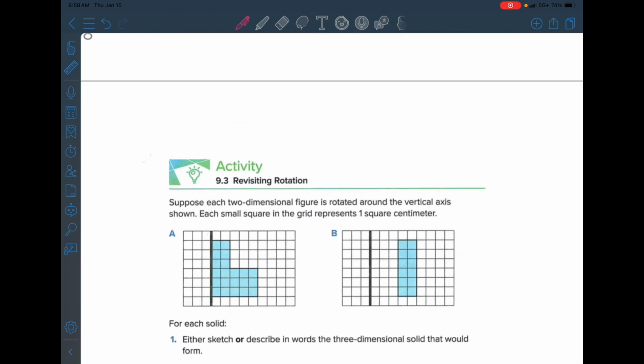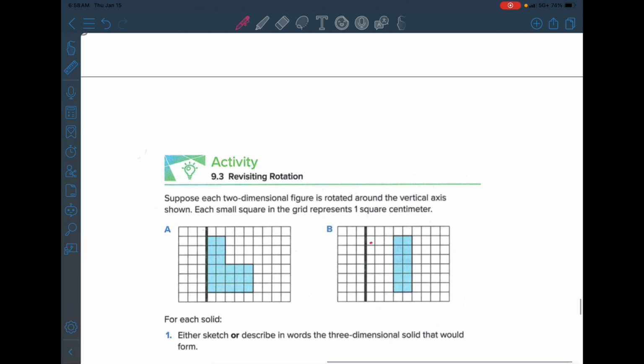Moving on to the next page, it says, suppose each two-dimensional figure is rotated around the vertical axis shown. If you were here that day when we returned, we had a shape taped to a straw, and we turned it and figured out what solid it made. So this is the same kind of thing. We know that B is going to have a hole in it because it is not attached right here. It's going to be kind of like that donut we had to draw, just a circle, not attached. So there's going to be a hole.